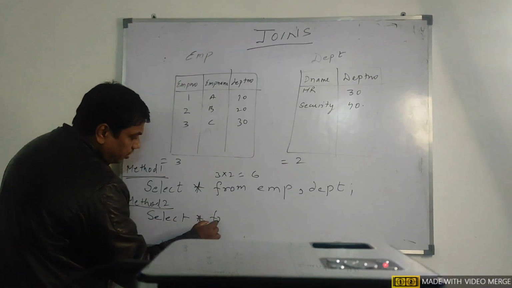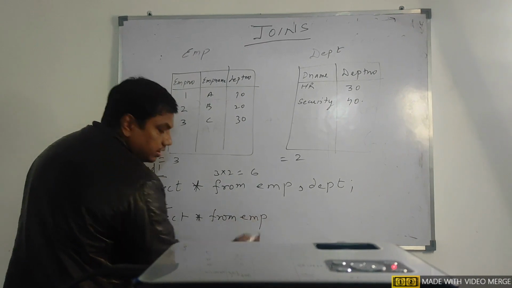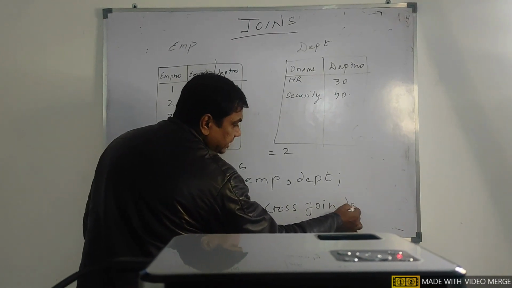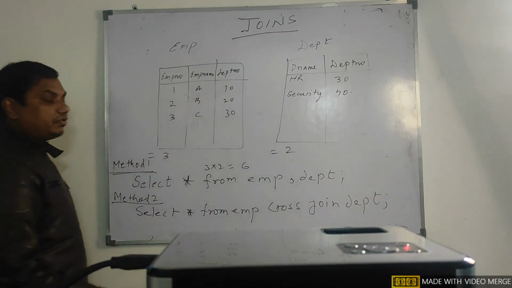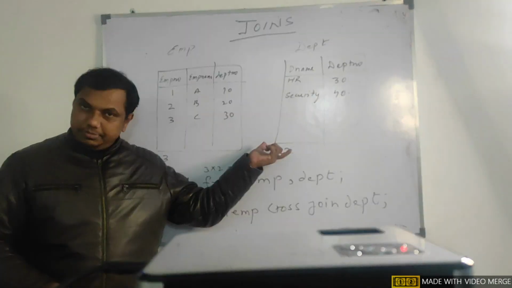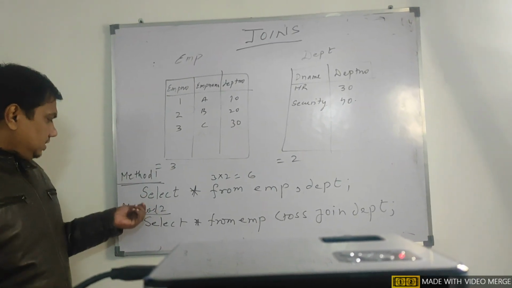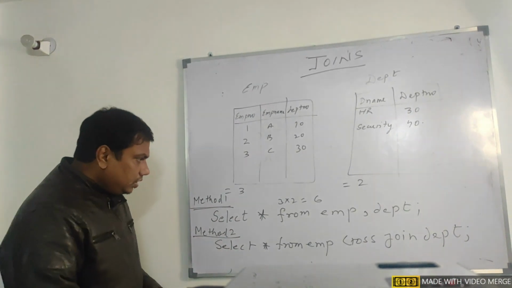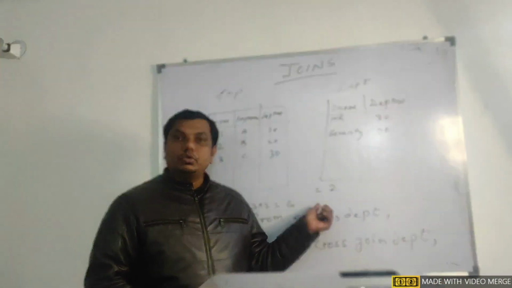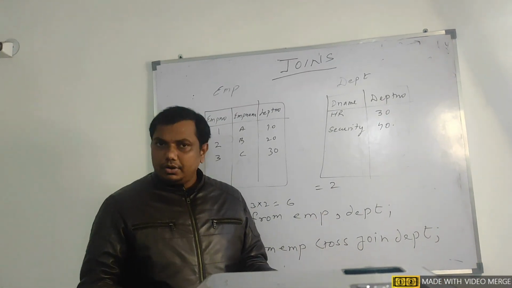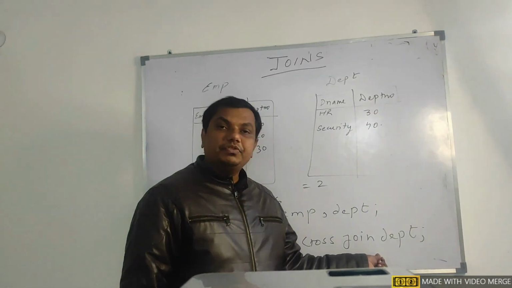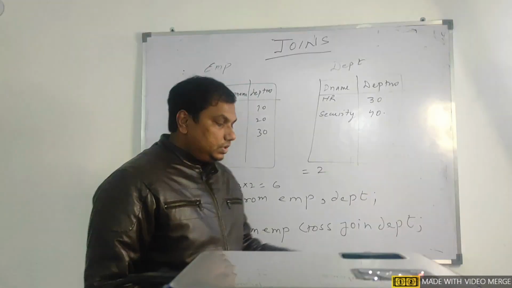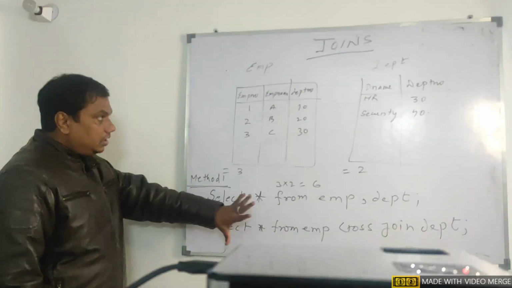Select star from EMP cross join DEPT. So what happens? This is the Cartesian join of the employee and the department table. This is method 1, this is method 2. We can follow any method. The comma is called the Oracle native or proprietary method. In the other method we provide the name of the join, cross join or Cartesian join. Here we just give a comma. So this is the way to write the Cartesian join.